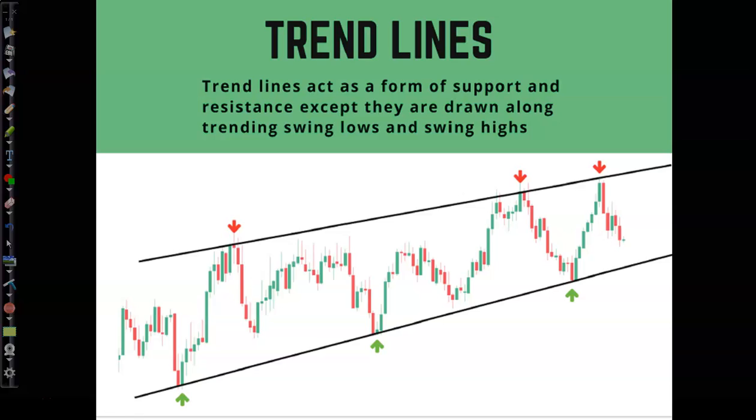Trend line. Trend lines act as a form of support and resistance, except that they are drawn along trending swing lows and swing highs. So here you can see this is the swing high, swing low, swing high, and a swing low, swing high. When we connect these swing highs and swing lows, we get the trend line.